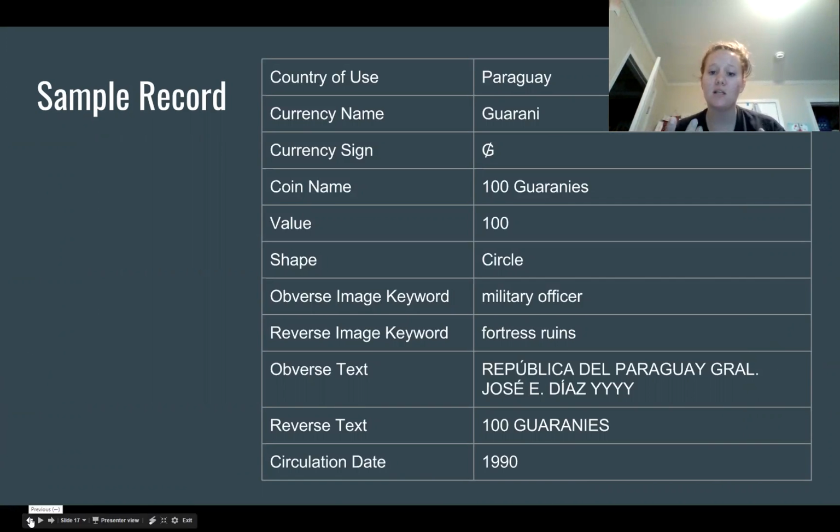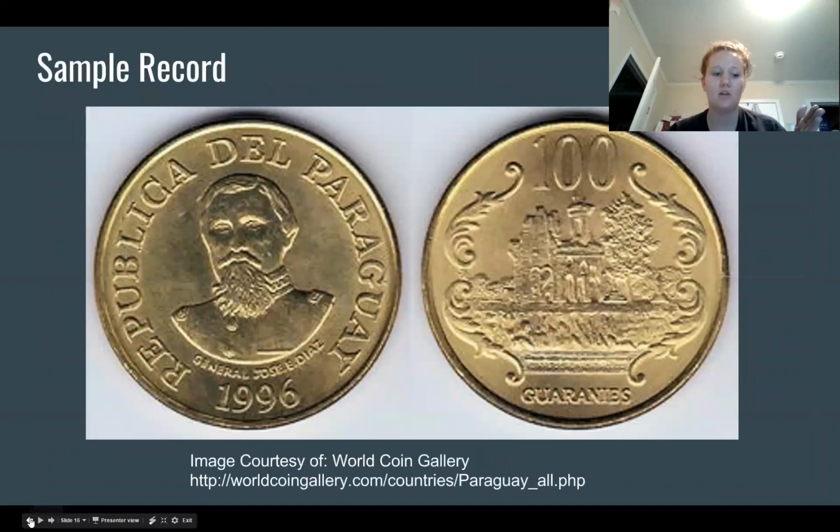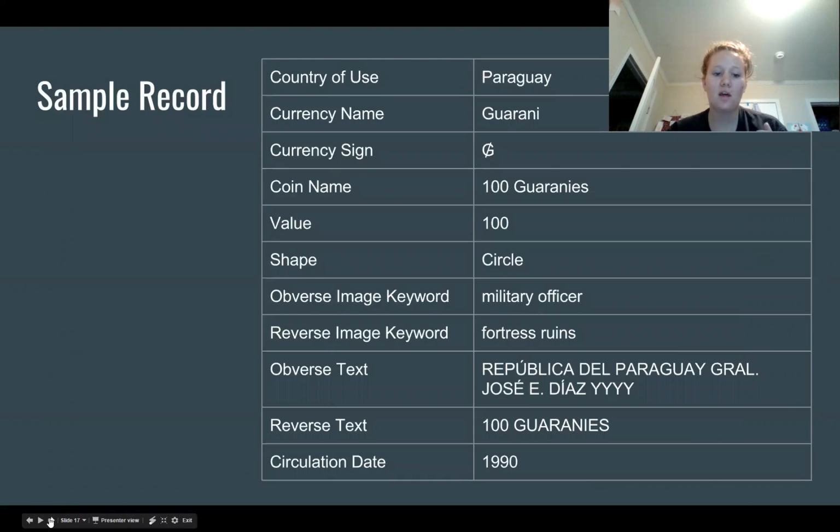The obverse image keyword is military officer. The reverse image keyword is fortress ruins, and you can go back and look at that. The next two are the obverse text, which is República del Paraguay, Gral. José E. Díaz, with the year, which is represented by the 4 Ys as we talked about. Then we have the reverse text, which is just 100 Guaraníes. The circulation date of this particular coin is the 1990s.